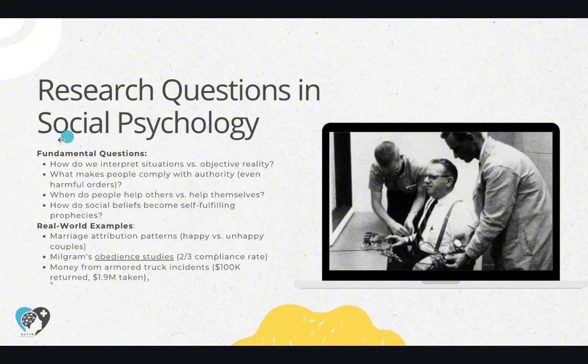Right, so in this next slide, we will look at the curiosities or questions that are of interest to social psychology. We'll just pick a few interesting ones, not really the hundreds and hundreds of questions social psychology asks. Let me share a few questions that drive social psychology research. First question: how do we interpret situations versus objective reality? Another question is what makes people comply with authority, even when they're given harmful orders. Then third, when do people help others versus help themselves? In what situations do we become selfish?